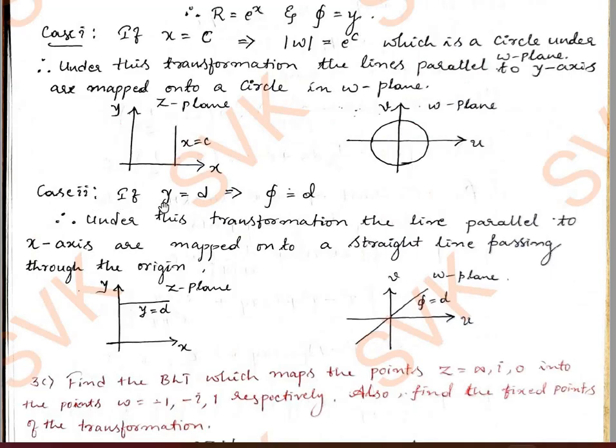Now consider case 2. If y equal to d, that implies phi equal to d. Since phi value is equal to y, just substitute the value of y as d. We are going to get phi equal to d. So the lines parallel to x axis are mapped onto a straight line which passes through the origin. So under this transformation, the lines parallel to x axis are mapped onto a straight line passing through origin. This is the pictorial representation.